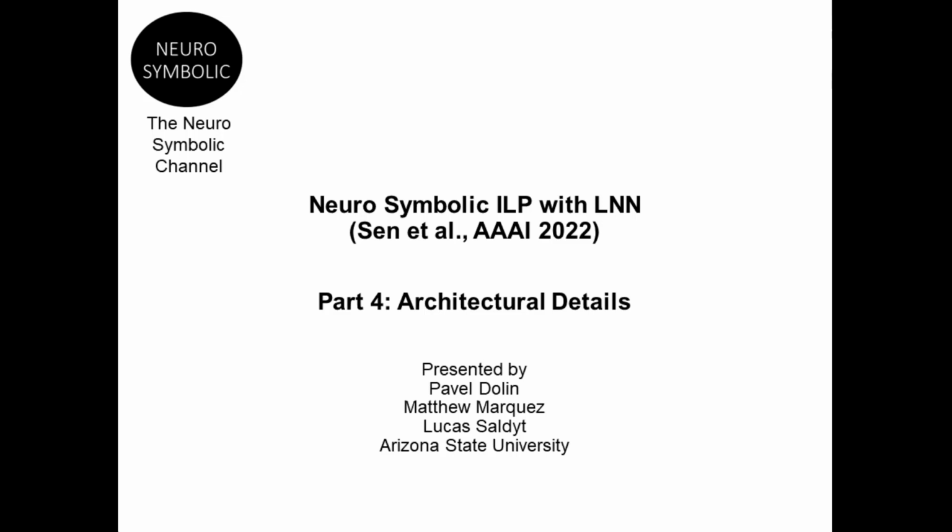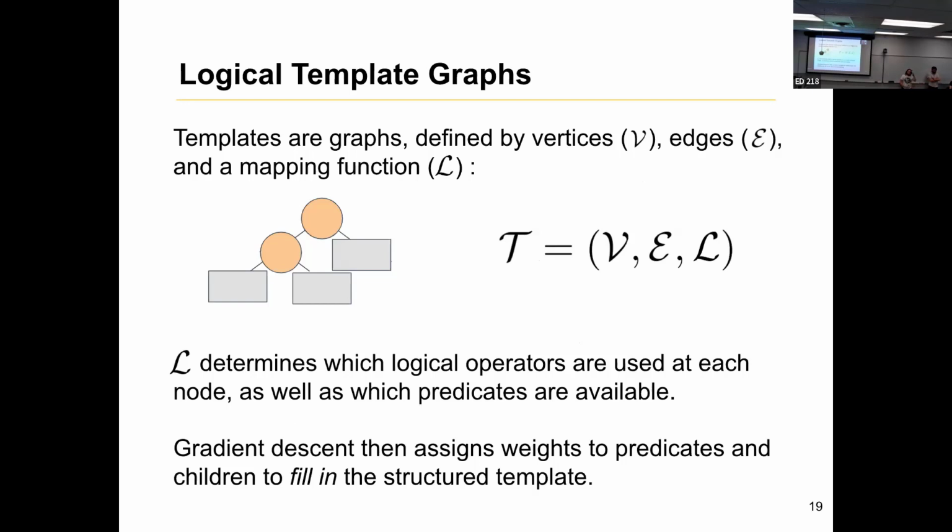So essentially, the main thing that LNN ILP adds on top of baseline LNNs is the ability to fill in different predicates from our data set, right? The way this works is that a user provides a template that approximates the general structure that we might expect to see. This template is defined as just a graph, vertices V and edges E. And the important thing is that it has this mapping function, which is basically going to map from vertices in the template graph to either logical operators or potential predicates that we can use at each node.